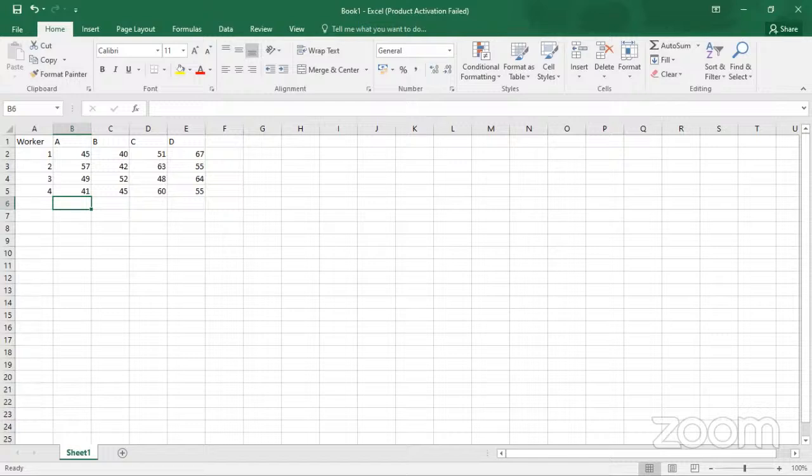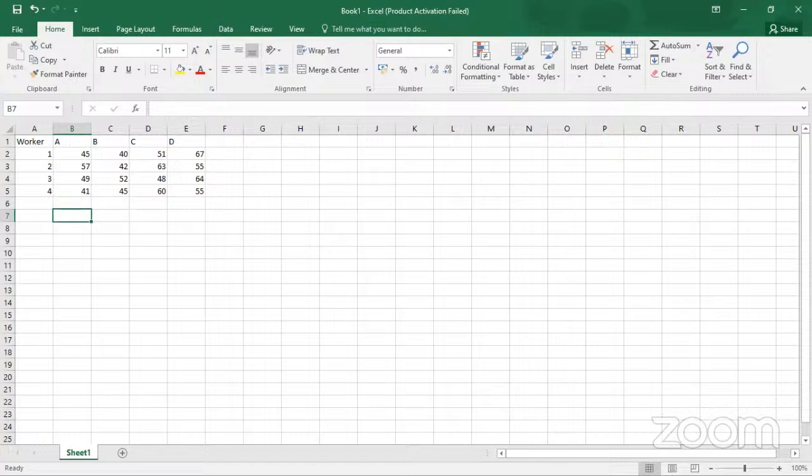So this is a profit matrix which is given. We need to convert this profit matrix into a loss matrix. How do I convert this? Which is the highest number out of 45, 40, 60, 51, 67? 67. So I deduct all the numbers from 67.